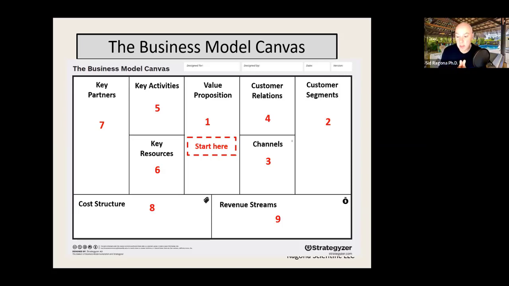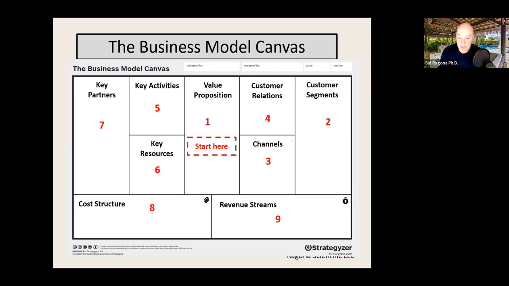Then we can look at channels. How do you actually get your value proposition from you to them? There's a method of transferring that. And then customer relations. What type of relationship do you have with your customers? It's going to be different with different customers. And it's an extremely good exercise to start putting this into words, because most of us never spend the time to think about this. Some of us do, some of us don't. I think we're all guilty of simply moving along and not really thinking too hard about this.